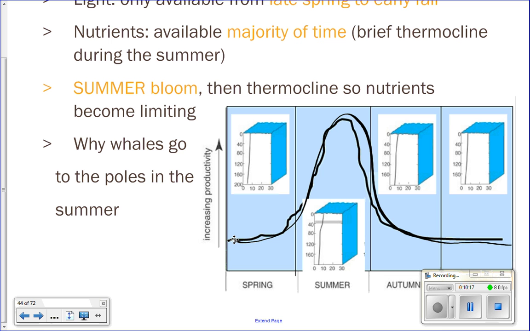This phytoplankton bloom that occurs in the poles in the summer is actually why whales migrate to the poles. Every year whales migrate to the poles to feed on the phytoplankton and zooplankton living there. It's weird that blooms of these tiny microscopic plants drive the migrations of some of the biggest animals on Earth. So crazy.